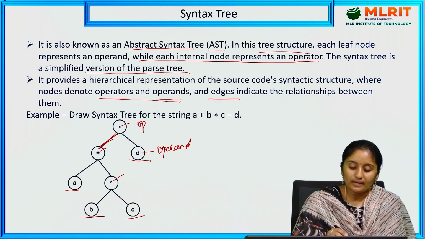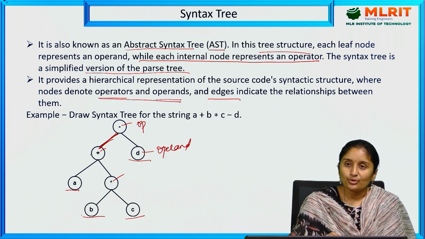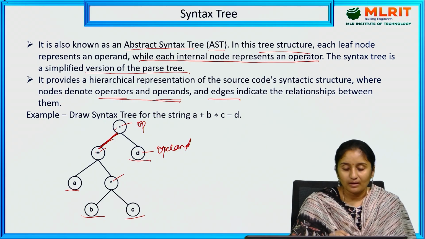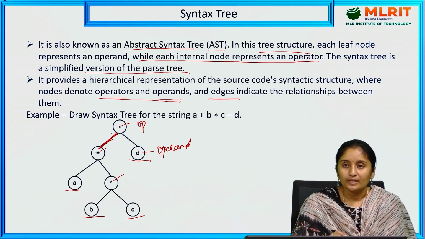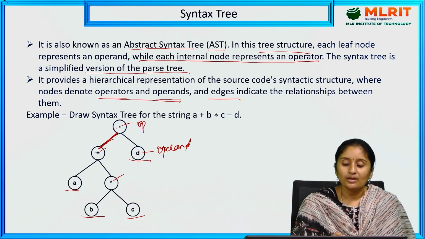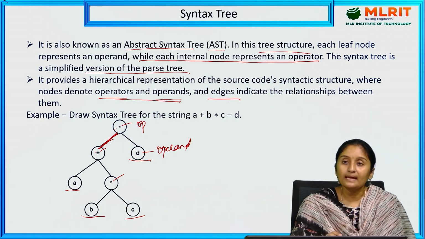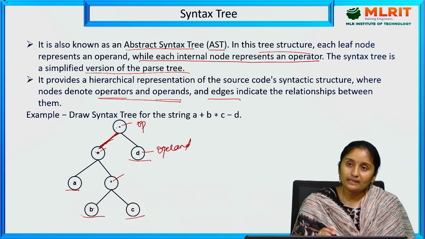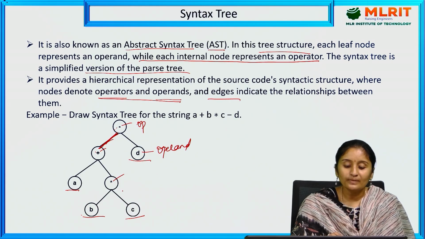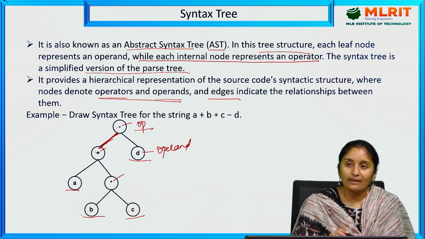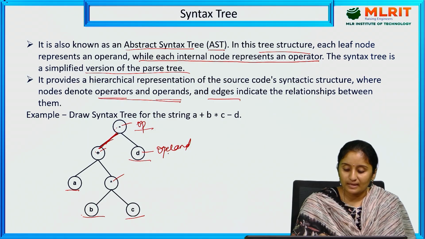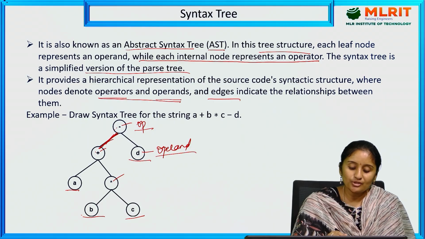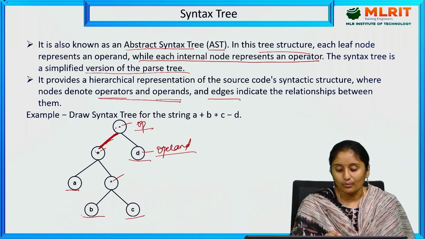The edge shows the relationship between the two nodes. The syntax tree, also called an abstract syntax tree, is in a tree format. The tree is a hierarchical structure where the internal nodes have the operators and the leaf nodes are the operands. The edge shows the relationship between the two nodes.